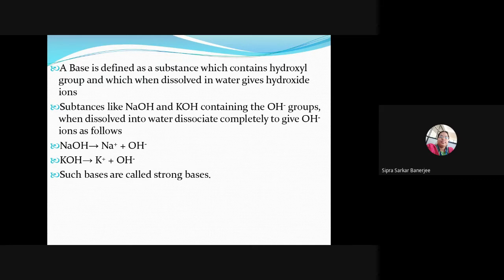Now coming to the base. A base is defined as a substance which contains a hydroxyl group and which, when dissolved in water, gives the hydroxide ion, OH-. You have studied this in classes 7 to 10. Whenever any substance dissociates to give the hydroxide ion, it is known as a base. Substances like NaOH and KOH, containing the OH- group, when dissolved in water dissociate completely to give OH- ions. NaOH gives Na+ and OH-. See, there is just one forward arrow, meaning all the NaOH molecules are dissociated. KOH gives K+ and OH-. They are called strong bases.